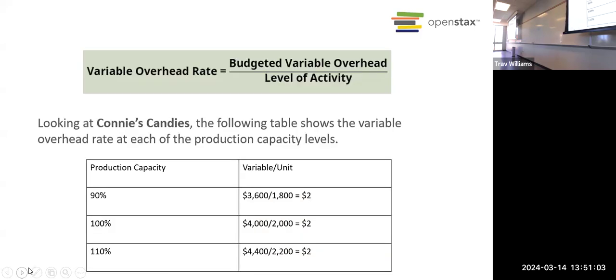So that's what's going on here. Their variable overhead rate stays the same, but the activity changes. So for example, here at their normal 100% capacity, if there's $4,000 of variable overhead cost, and they're expecting 2,000 hours of labor, that comes out to $2 of overhead per hour of labor, right?